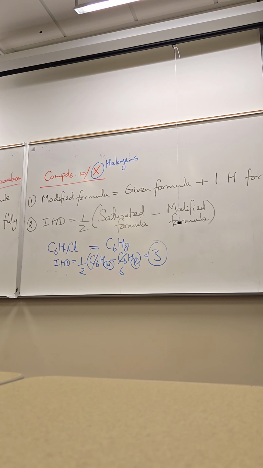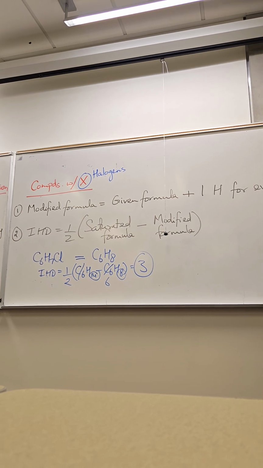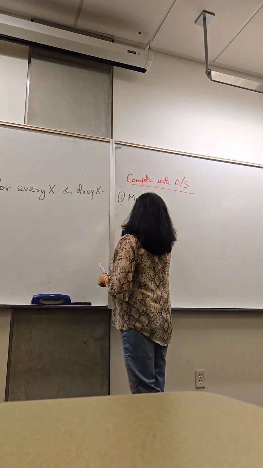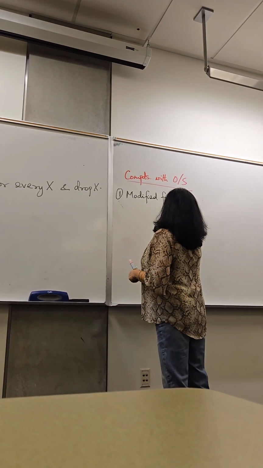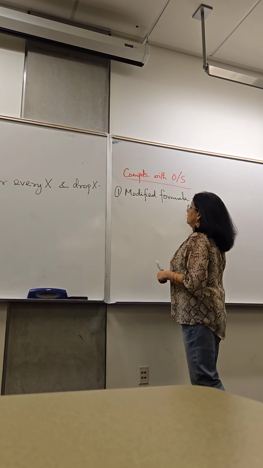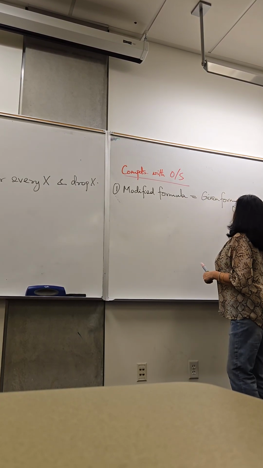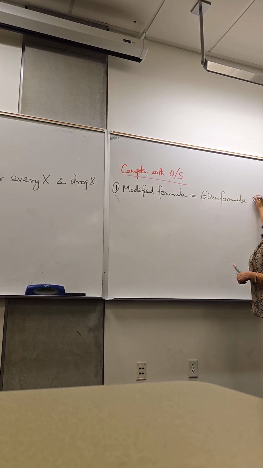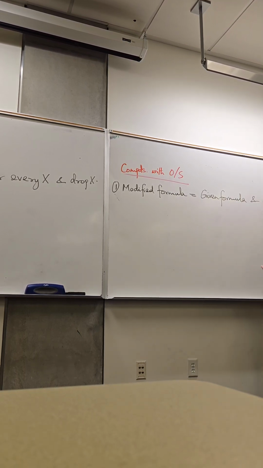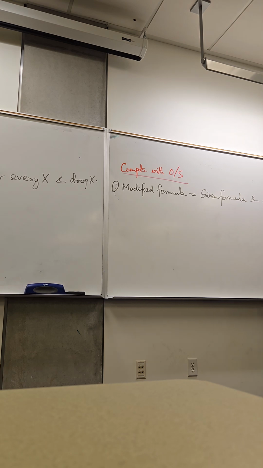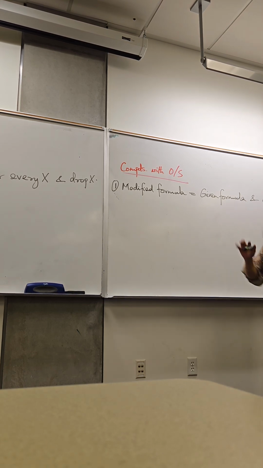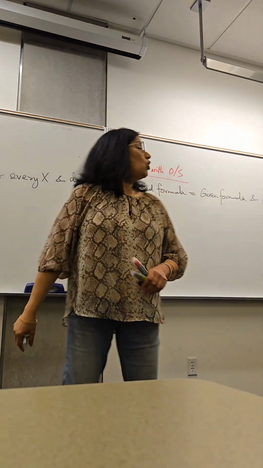Okay, what about if there is oxygen or sulfur in group 6A? So step number 1, modified formula. In this case, the modified formula is figured out by taking the given formula and dropping the O or the S. You don't have to add hydrogens, you don't have to do anything else, you just drop that. Drop O's and S's, whichever it is.